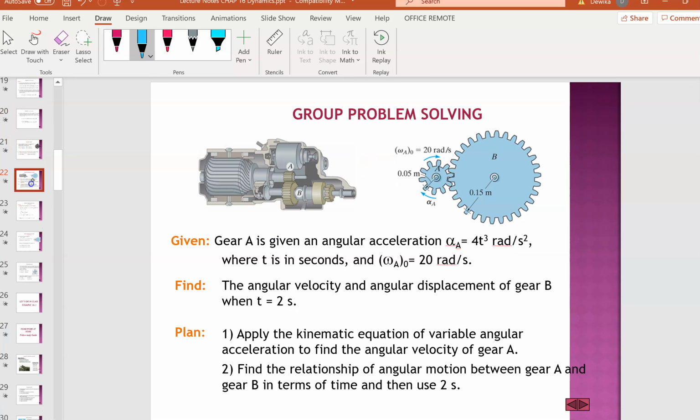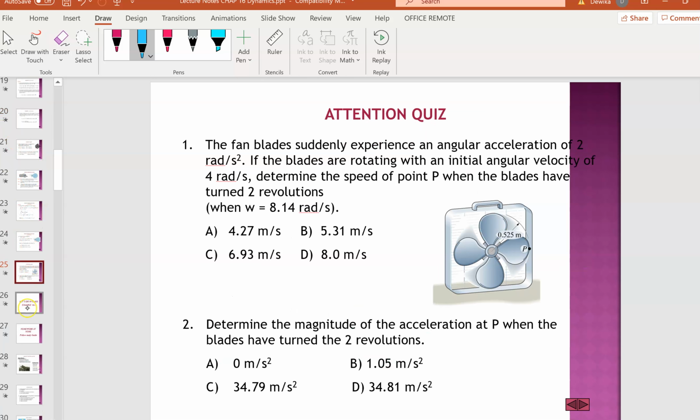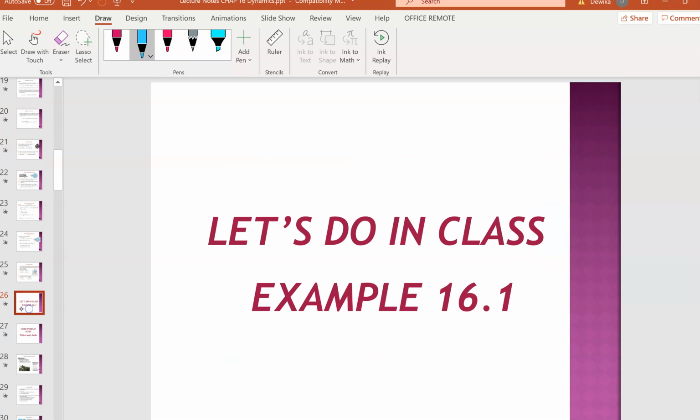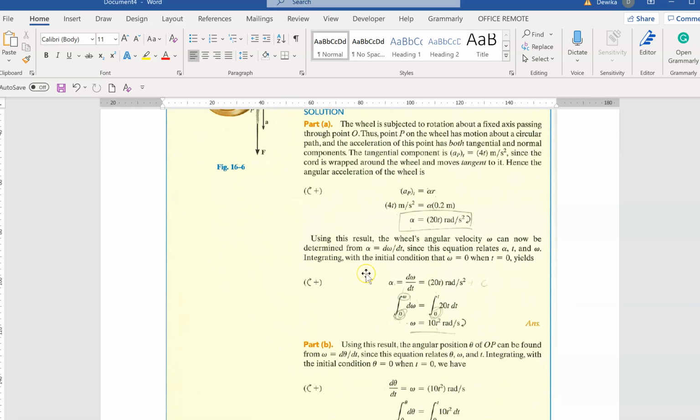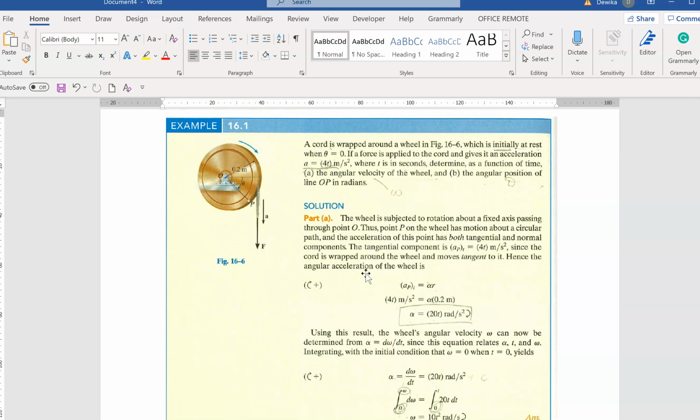You can just go through the example in the lecture note itself, but I'm going to go through example 16.1, which is a bit more challenging. A cord is wrapped around a wheel in figure 16.6, which is initially at rest when theta is 0. So where is the theta at rest? It will be somewhere here. This is your 0 point. As the point P moves down, of course the angle increases.